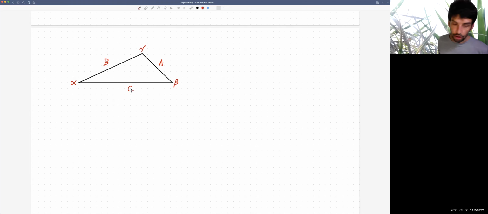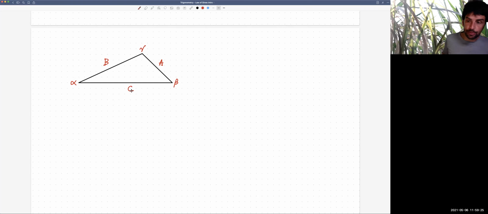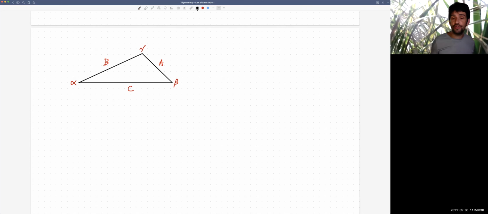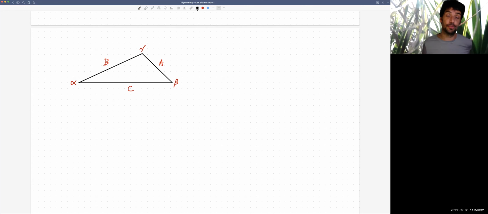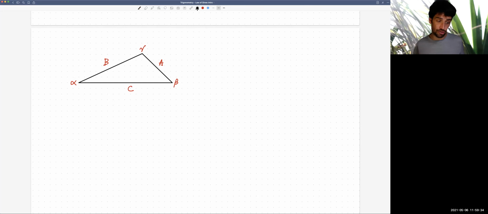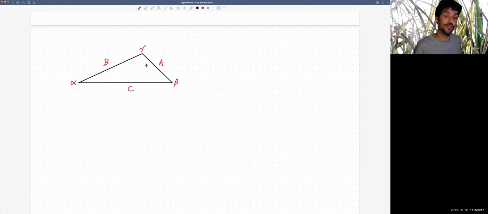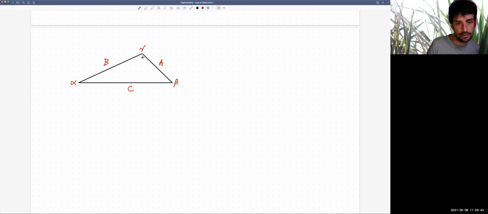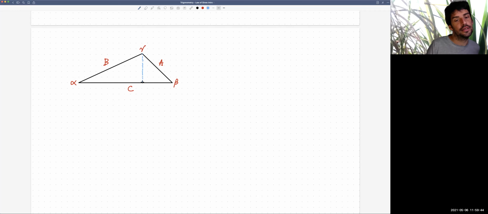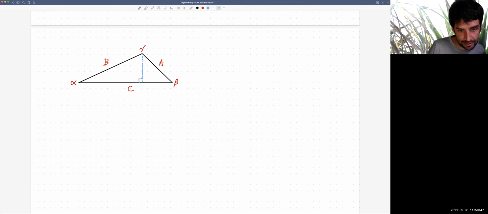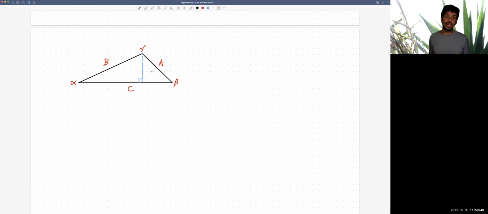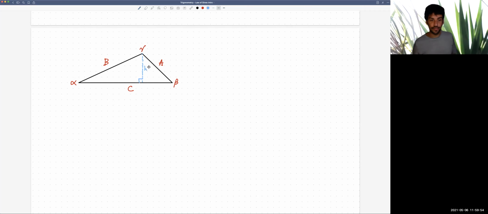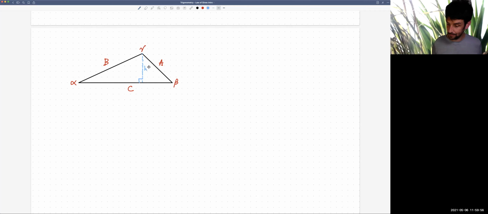Okay, so the trick we're going to use is one you can often use where you don't have right triangles, but you know that you have trig that uses them: you can create right triangles. So the thing I'm going to do is take a line and drop it down from gamma to side C and create a right triangle, right? We call this an altitude. If we're figuring out the area of this triangle, this would be the height. So I'll call it H.